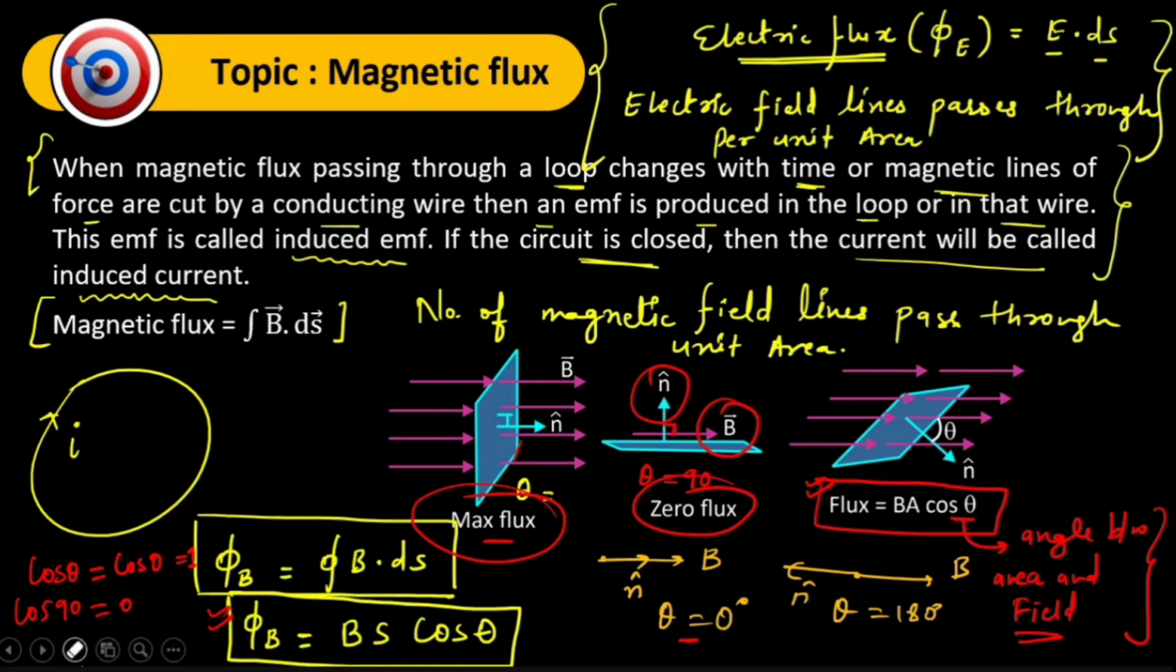Again, you can see that there is a complete analogy between electric flux and magnetic flux. Electric flux is E dot dA, or you can say electric flux is E dot A, whereas magnetic flux is B dot A. So they are completely the same and the definitions are also the same, but in place of electric field, we use magnetic field in the case of magnetic flux.